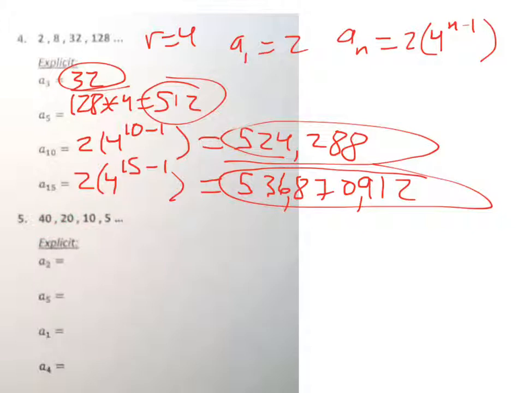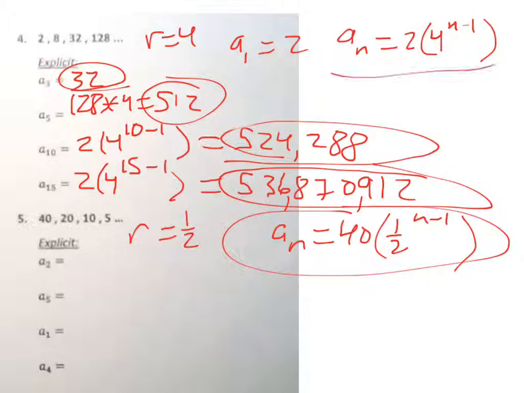Initial value is 40. The pattern is dividing by 2, so your common ratio is 1/2. So your function is going to be a sub n is initial value, 40, times 1/2 to the n minus 1 power. And so there's your explicit function for this one.